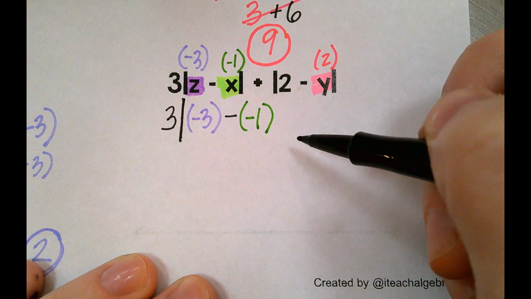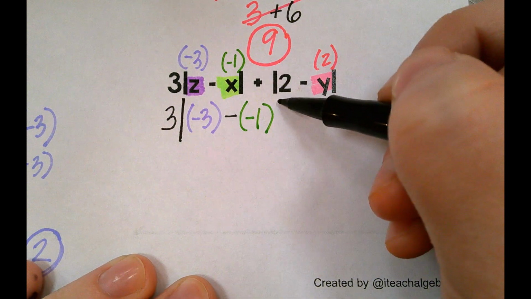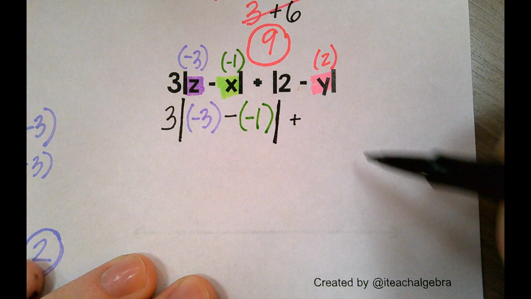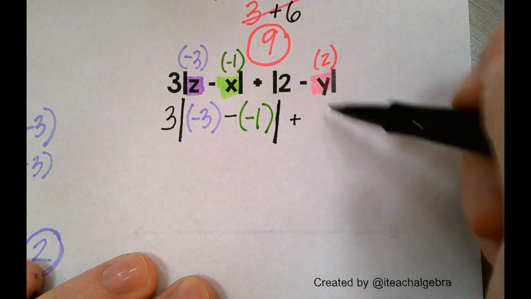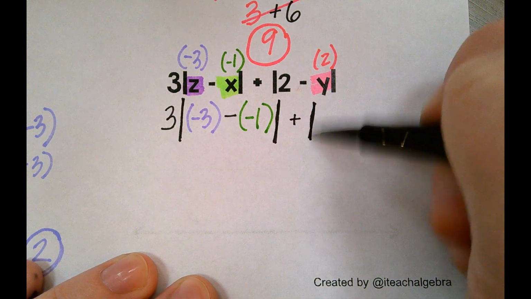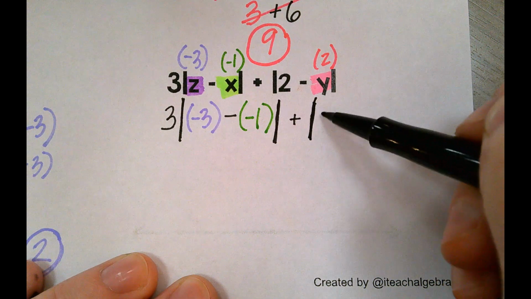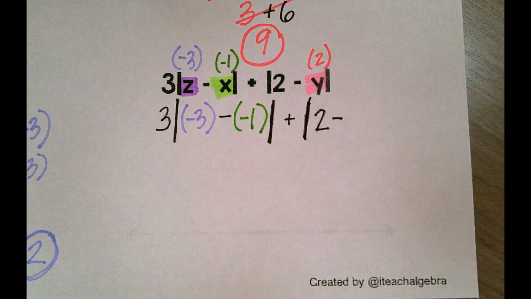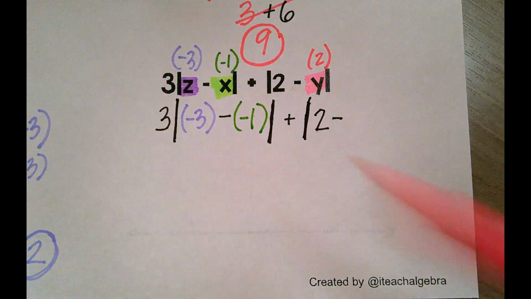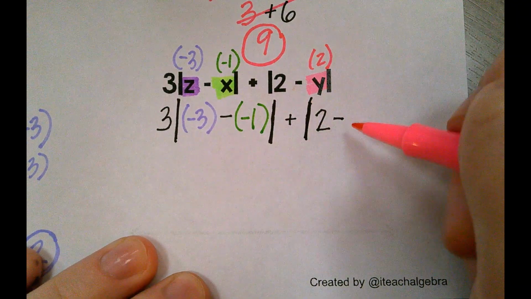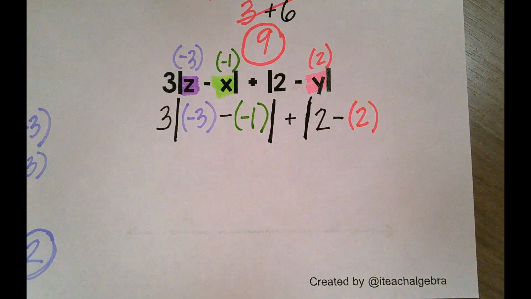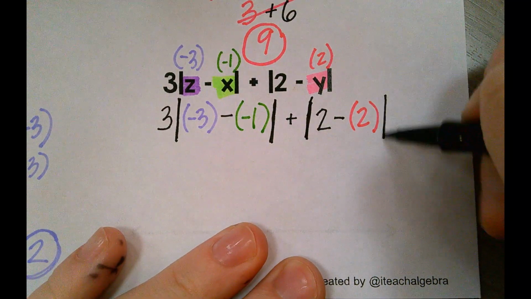The absolute value bar. There's another absolute value bar. Good. Now a plus sign, and an absolute value bar again. Good. Absolute value again. 2 minus parentheses, 2. Good. 2 minus, instead of y, 2. Okay. Then your bar again. Yes, and then one more absolute value bar.